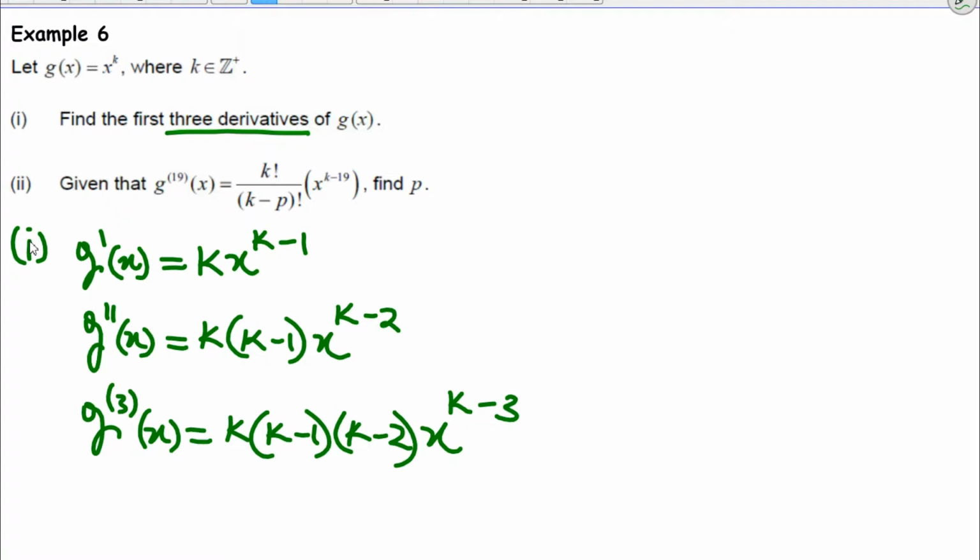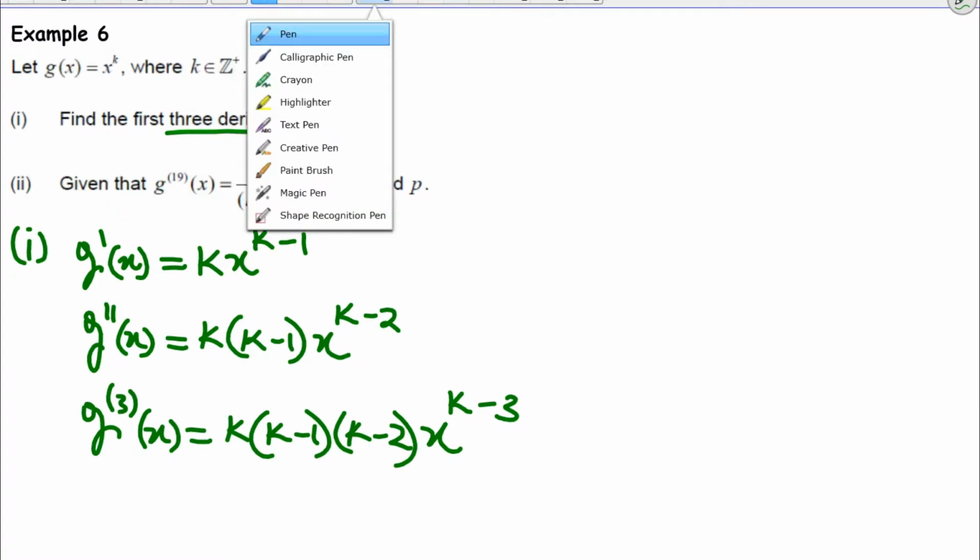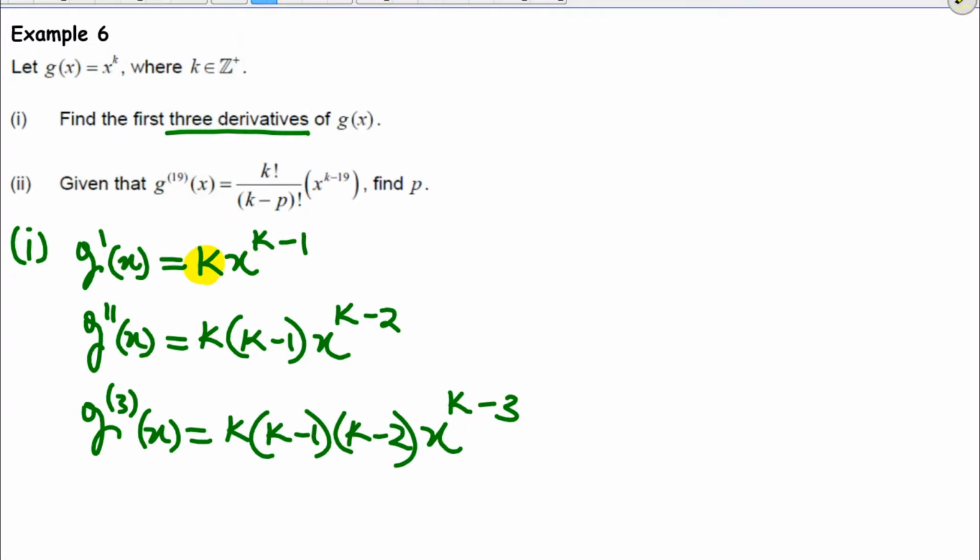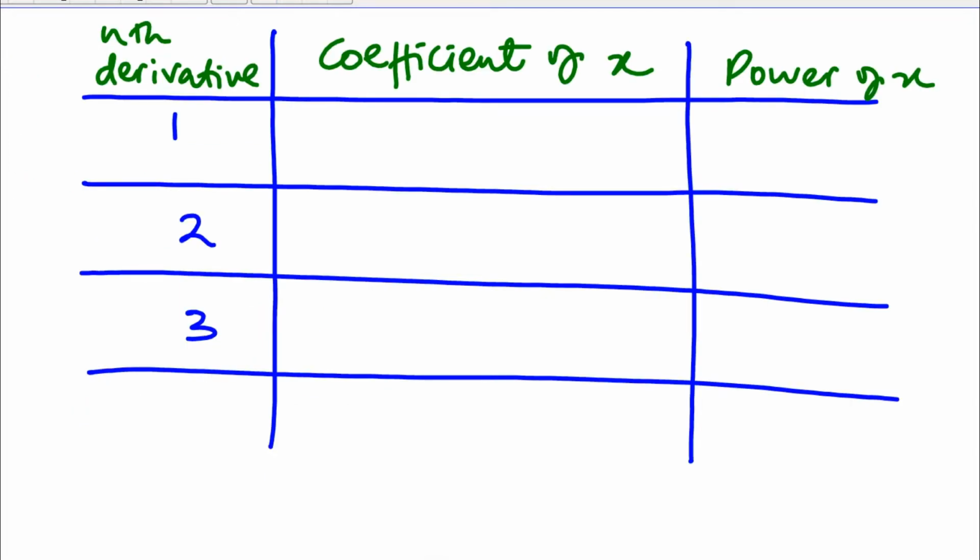We need to find a formula on how to go about this, which means we can organize all this information in a table. In that table, I'll look at the coefficients, and I'm also going to look at powers of x, and of course the derivatives. So the first column represents the nth derivative, so first, second, third derivative. Then we have the coefficients and the powers of x.